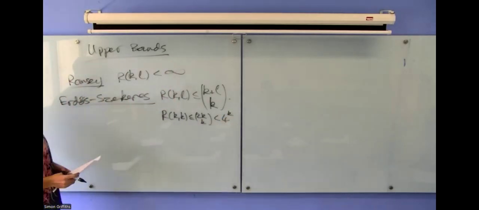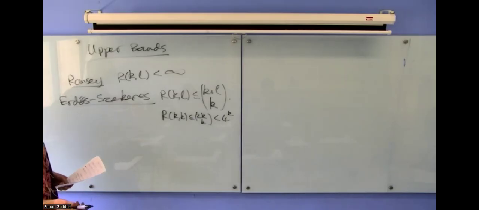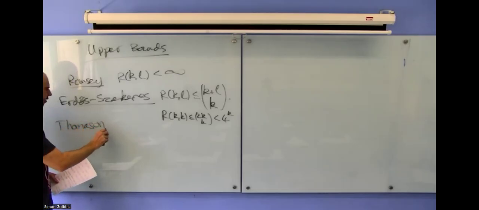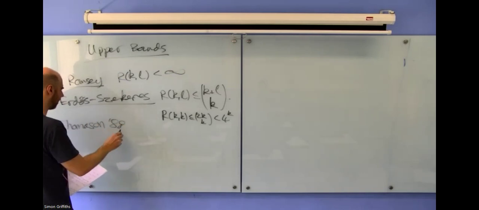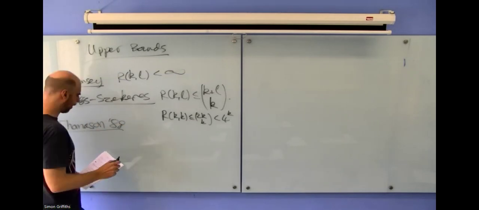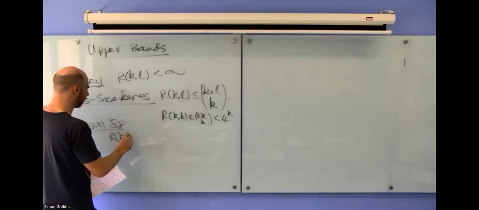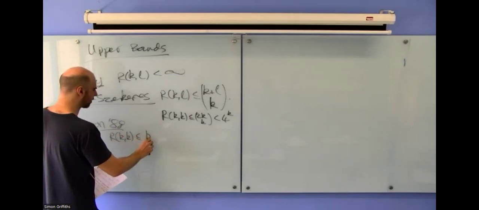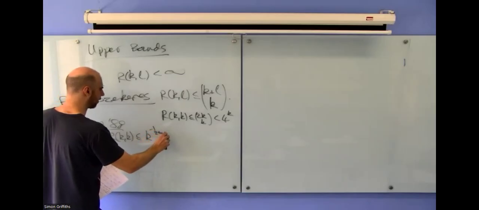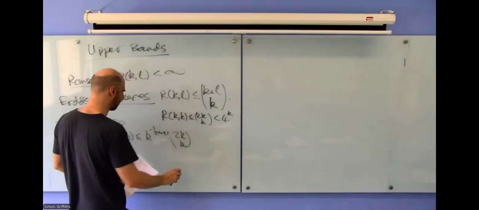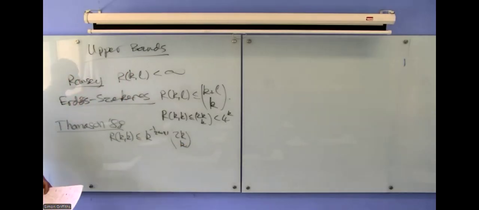The first major improvement on this, or at least the first published improvement, because it's possible that Rowell had something before, was Thomason in 1988 (as stated), to improve this by a factor of root k, so at most k to the -1/2 plus o(1), times this 2k choose k upper bound of Erdős and Szekeres.